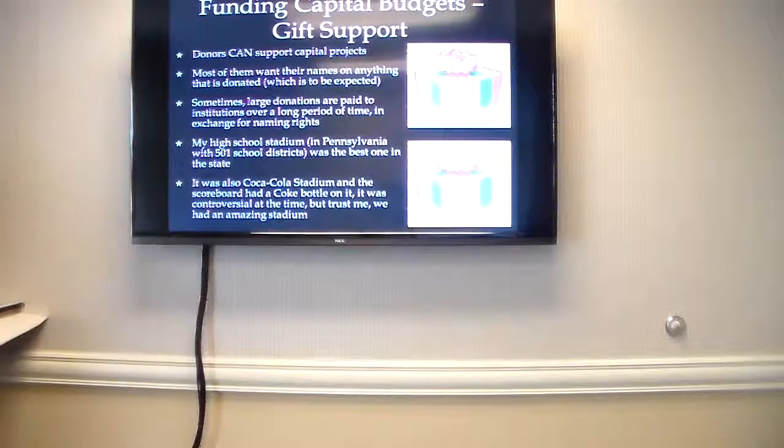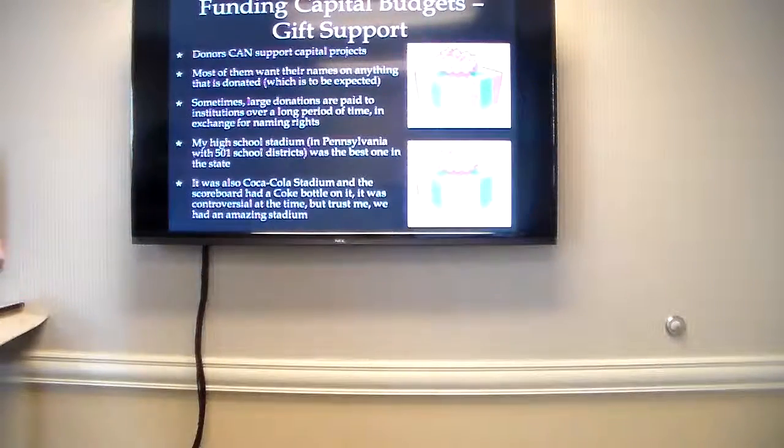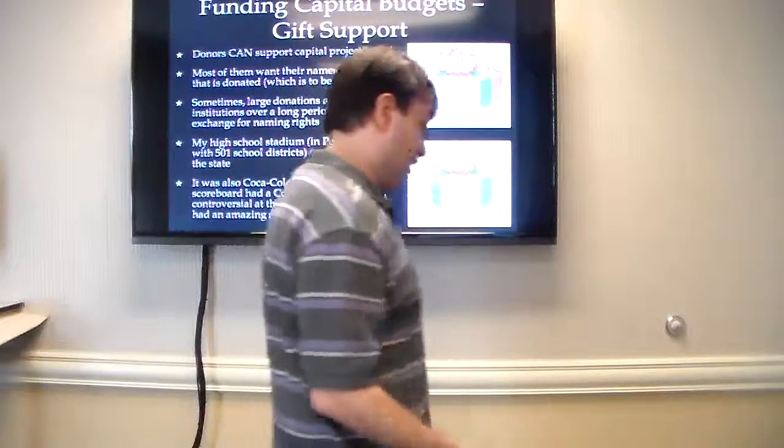My high school stadium in Pennsylvania, we have 501 school districts. I had the best high school stadium in the state. We called it Coca-Cola Stadium though. The scoreboard had a Coke bottle on it. It was controversial at the time, but we had an amazing stadium, but that has since gone away.